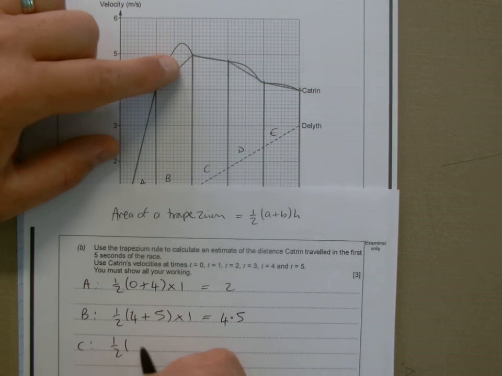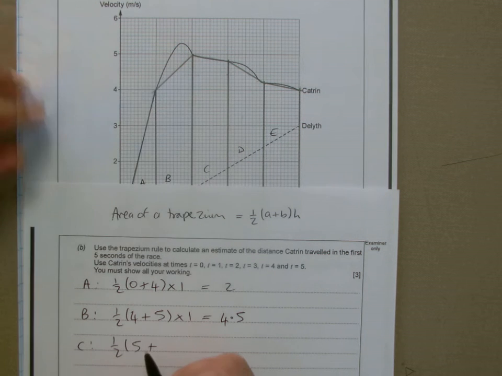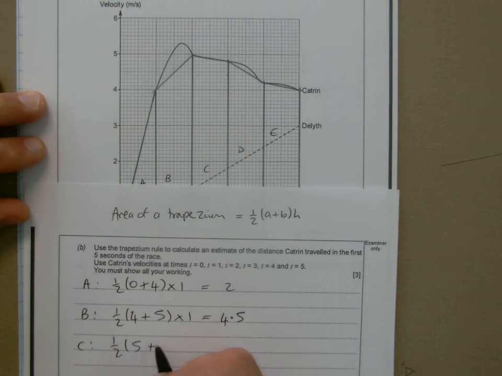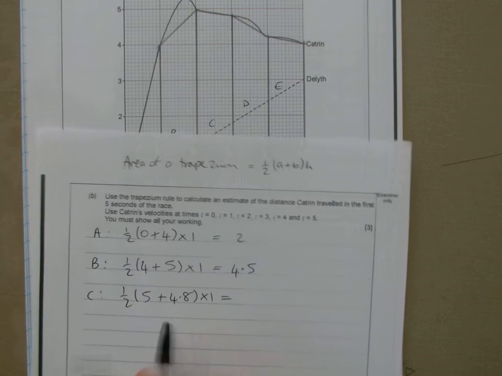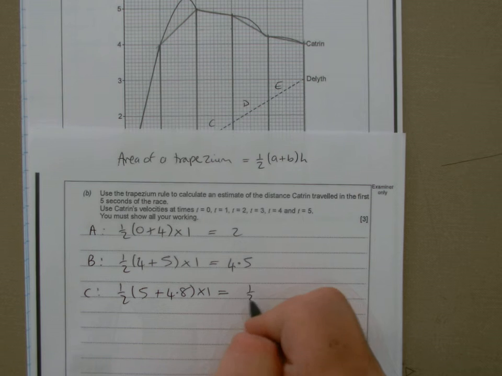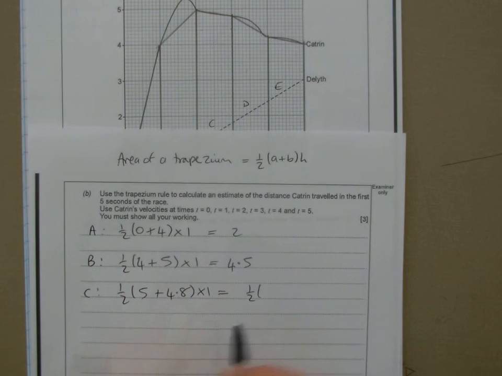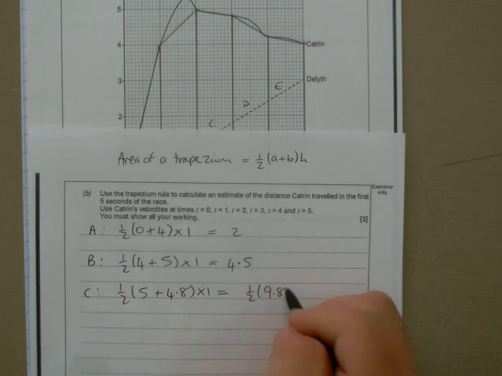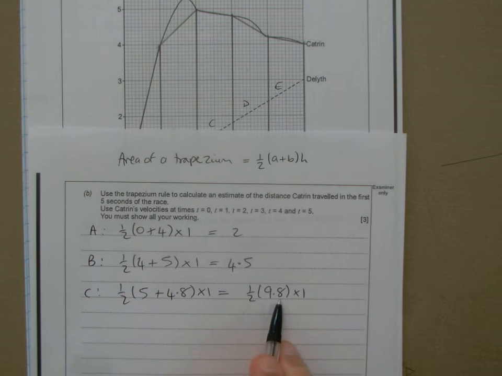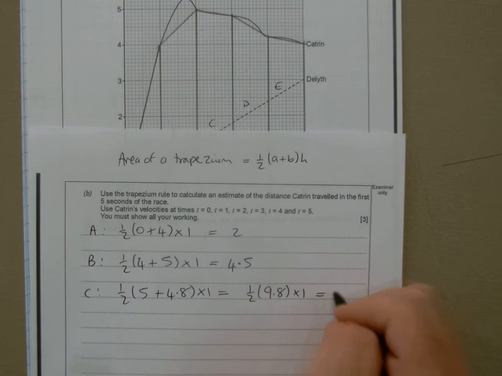Do the same then for C. So we've got half, and the first side is 5, just as before, plus that side, which comes out to be 4.8. So we've got a little bit of work to do here to do the calculation. I'll take my time. Half of 5 plus 4.8, which is 9.8, and then times 1. Half of 9.8 is 4.9.